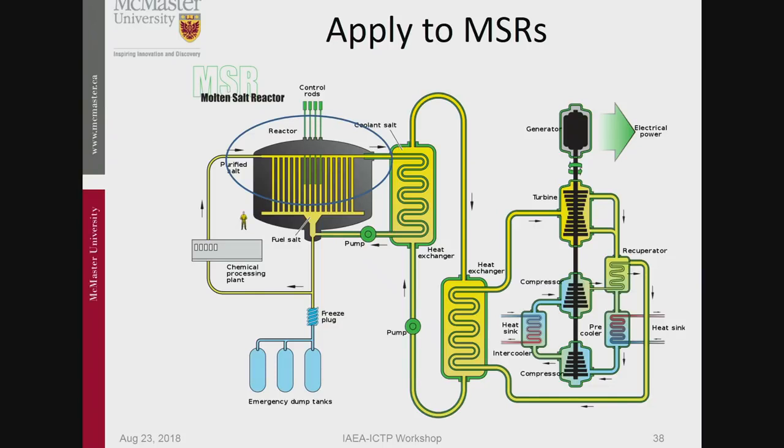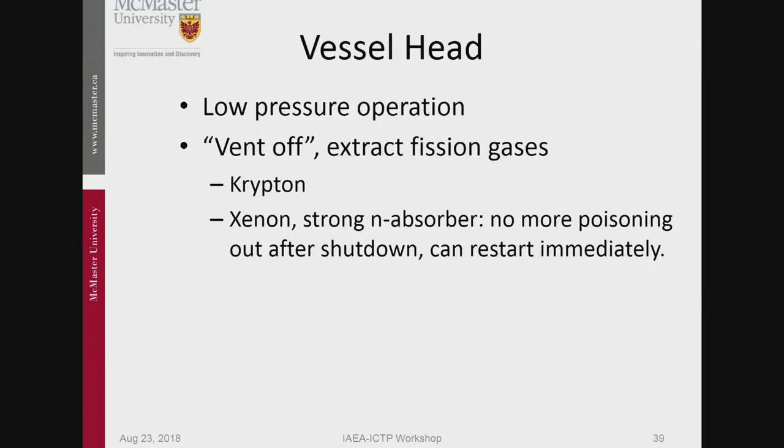Then we have this thing up here. That is the vessel head. And since we have low pressure operation, you can vent off the fission gases from there, krypton, xenon. Xenon is a strong neutron absorber. And if you can get rid of that, you get no more poisoning out after shutdown.